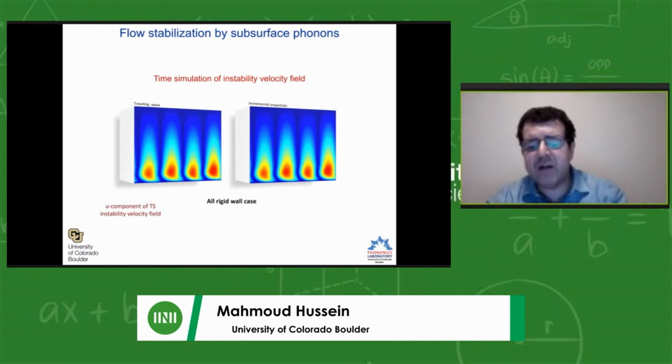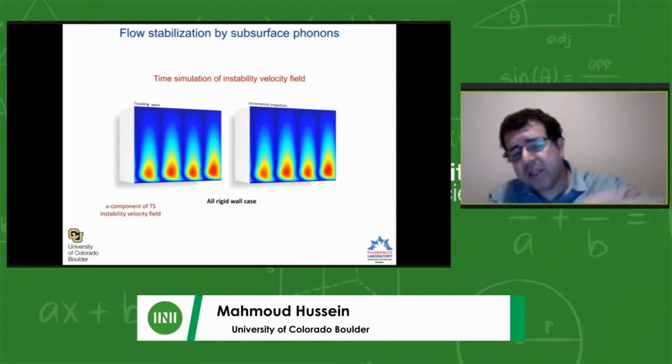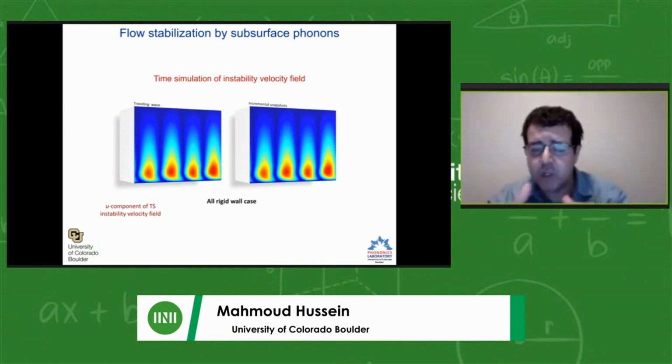So what I'm showing there is only the U component of the instability field. So I'm not showing the whole flow. This is just the instability portion and specifically the longitudinal component, the U component. The left picture, both videos are the same, but the left one, the camera is fixed, and the one on the right, the camera is traveling with the instability. So the color code represents the intensity of the instability. So red means a lot of kinetic energy, blue means low.